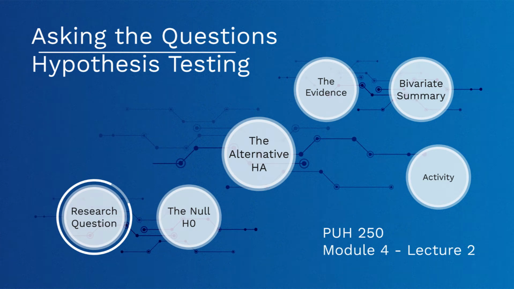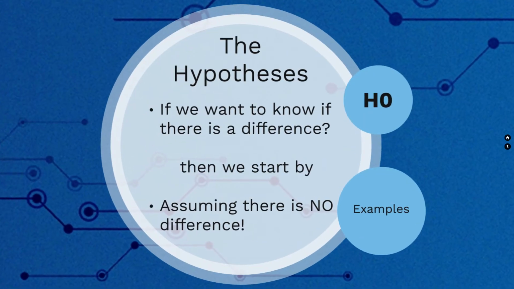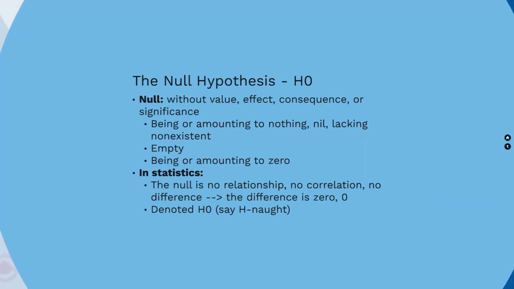We have two hypotheses, the null and alternative hypotheses. If we want to know if there is a difference, then we start by assuming there is no difference. Until we understand better, right now we assume that there is no difference in, say, the mean blood pressure by gender. We assume simply that we have one mean value of blood pressure. And this is our null hypothesis.